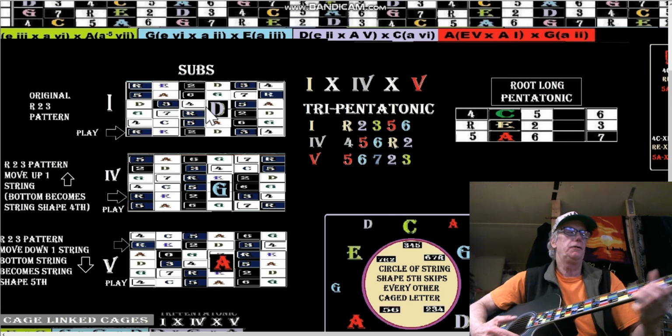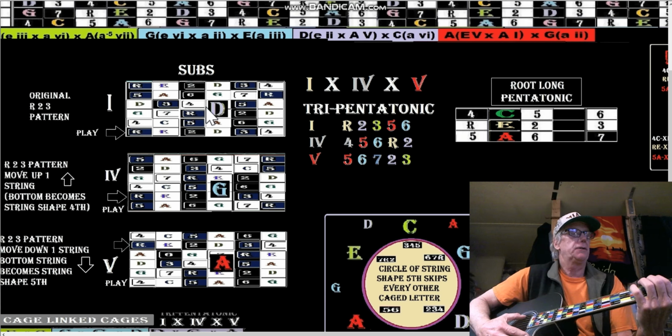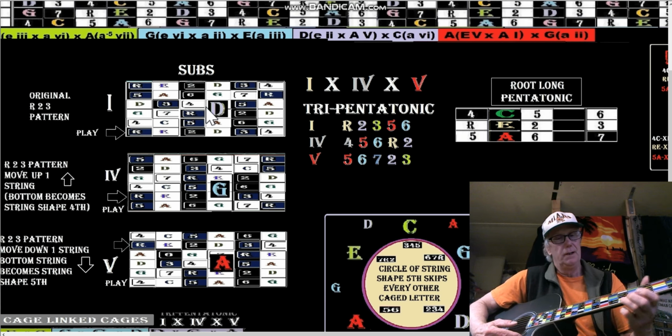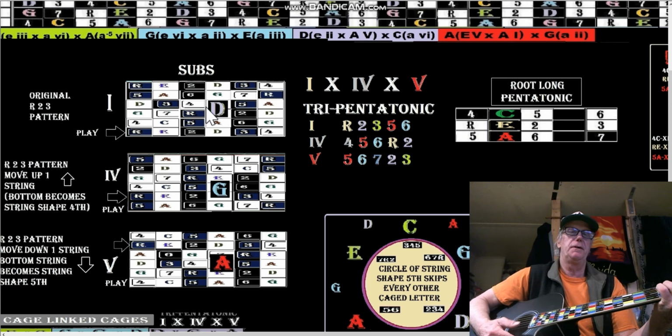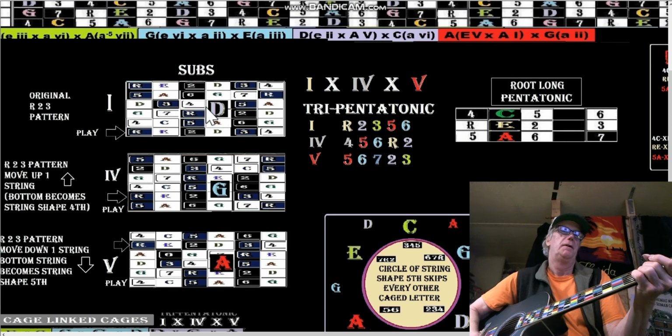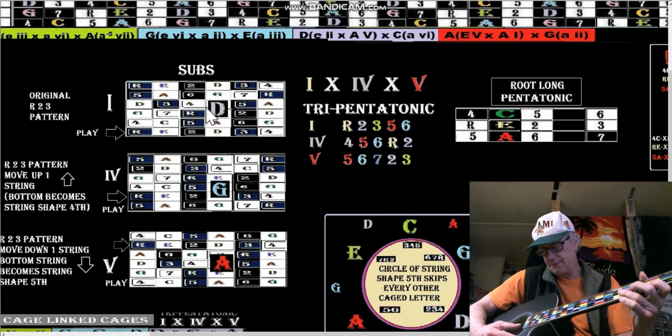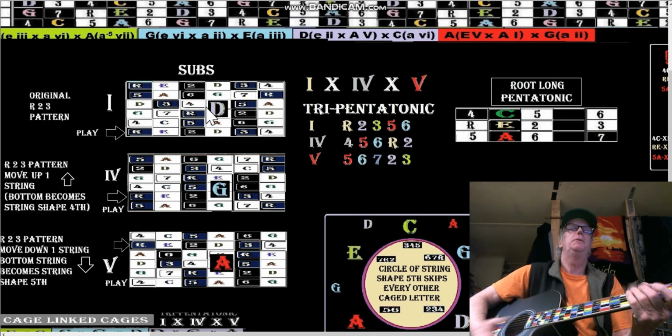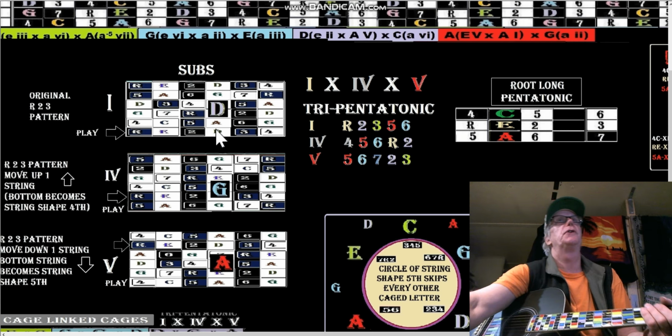Now we're going to go to the fourth. So we're going to move the pattern up. We're going to go 5, 6, root 2, 3, 5, 6. Finish off with the G shape. Okay, so you know what we've got. You know, the fourth kind of leaves you hanging. And then the fifth, we're going to move the pattern down, so we're going to start with the 4 now.